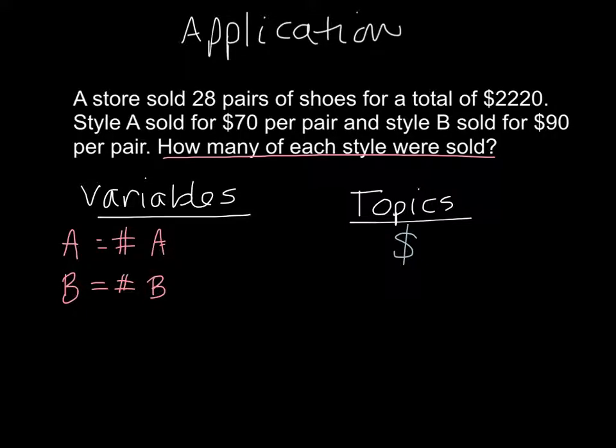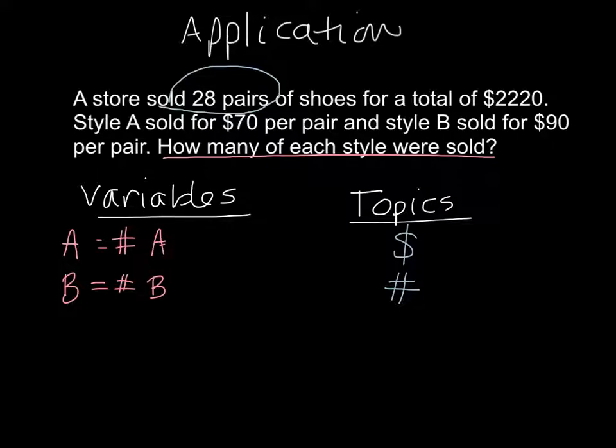Now, when you have a topic, you're going to write an equation based on that topic. The other topic starts right away when they tell us that we sold 28 pairs. They're telling us the number of pairs of shoes that we sold. So the other topic is going to be the number of shoes. And now we come up with our equation for those.